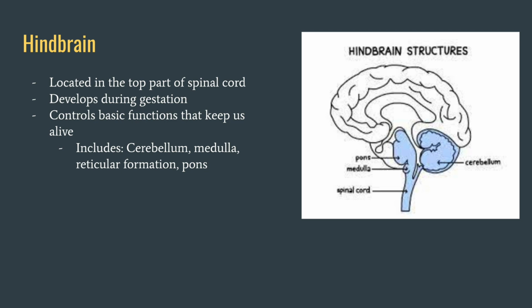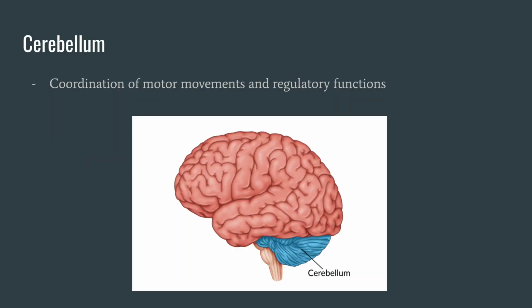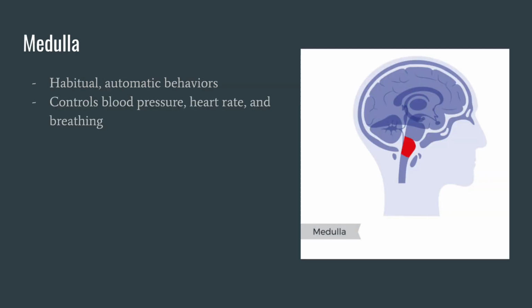The hindbrain is located in the top part of the spinal cord, and it's developed during gestation. It controls basic functions that keep us alive, including the cerebellum, medulla, reticular formation, and pons. First, I will introduce the cerebellum. It is for coordination of motor movements and regulatory functions. Next is the medulla. It is for habitual automatic behaviors such as your blood pressure, heart rate, and breathing.